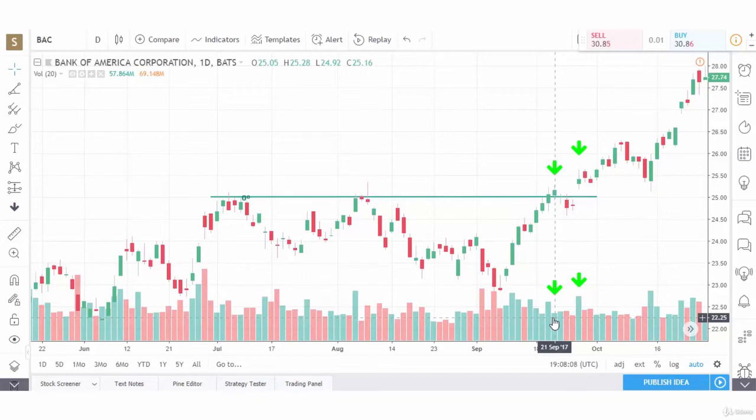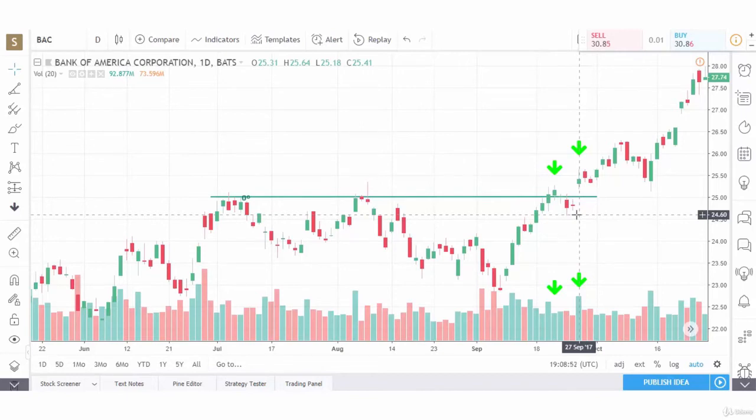So here it didn't confirm the breakout with volume, and the stock pulled back a couple of days later. But then on September 27th, the stock breaks above the resistance line with high volume and finishes up about 1.5% above the resistance level.